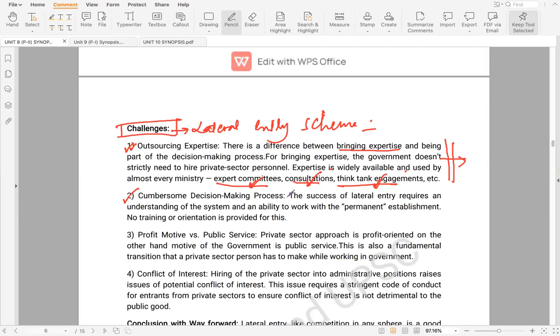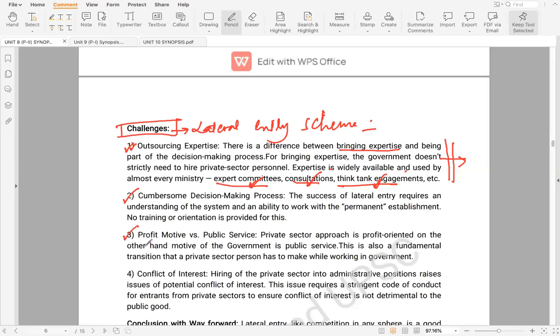Second, it's a cumbersome decision-making process. As and when more and more people are involved with differing ideologies, the decision-making becomes slow and cumbersome. So the success of lateral entry requires an understanding of the system and an ability to work with the permanent establishment. No training or orientation is provided for this.